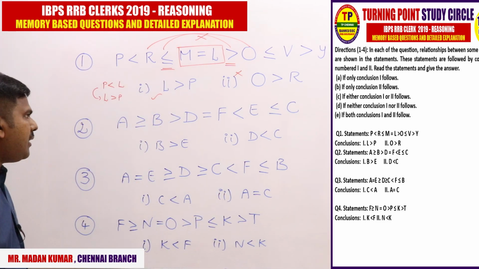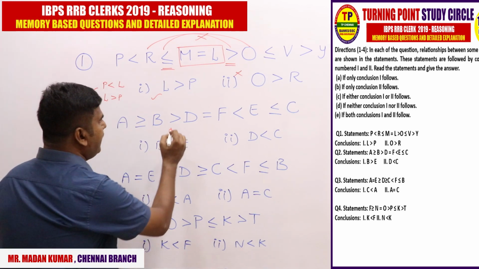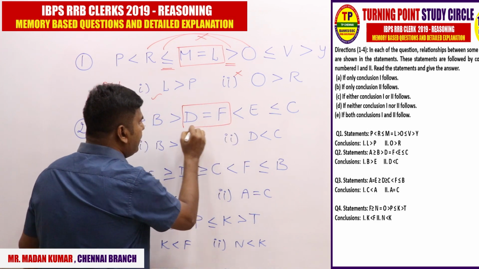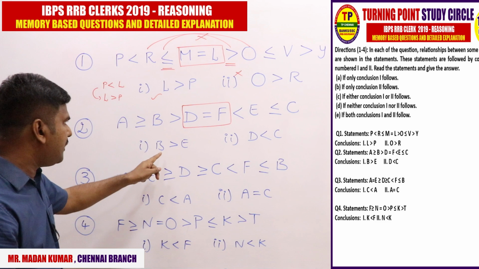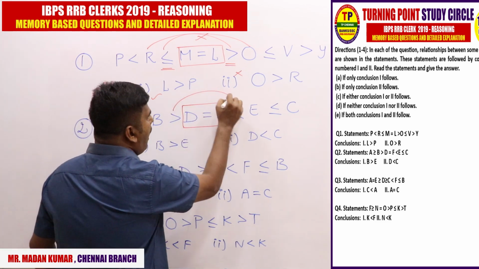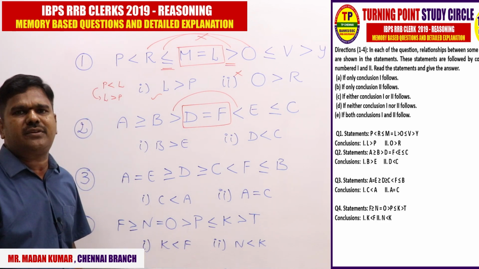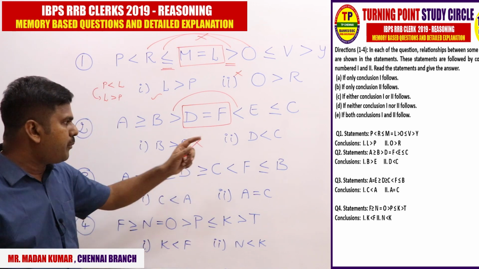A greater than or equal to B, greater than D, equal to F, less than E, less than or equal to C. So whenever equal to is there, put it in a single box. Now come to the first conclusion. What is the first conclusion? B greater than E. If you see that, opposite symbols are there. Whenever opposite symbols are there, there won't be any conclusion at all. Ruled out.